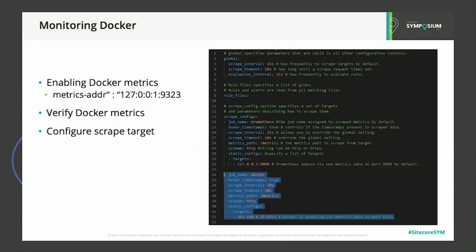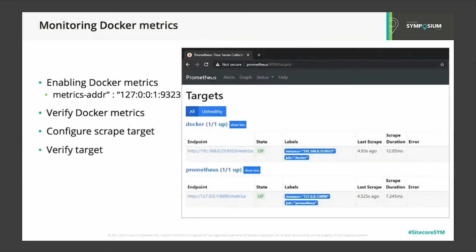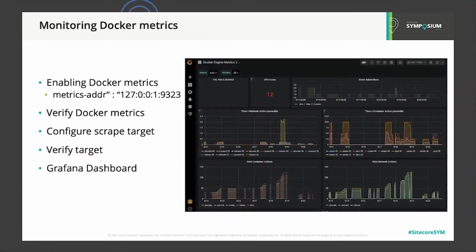Once you confirm it is running, you can configure the target in Prometheus. We can check the status using the status view to verify there are no issues scraping our Docker engine. There is also a Docker engine dashboard available on Grafana that you can import.